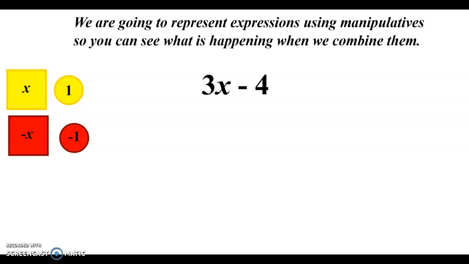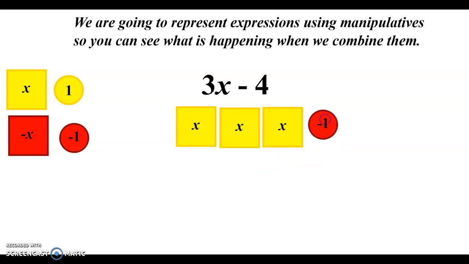So I need 3x. That means I need 3 x's. So I'm just going to drag 1, 2, 3 x's over here. Minus 4, well, this would be minus 1, minus 2, minus 3, and minus 4. And that's what 3x minus 4 looks like.